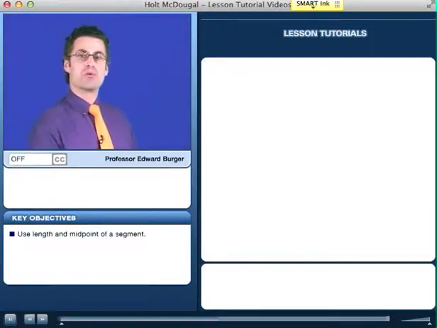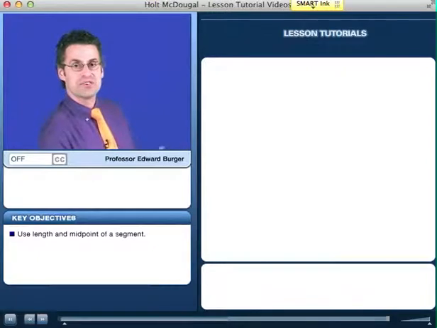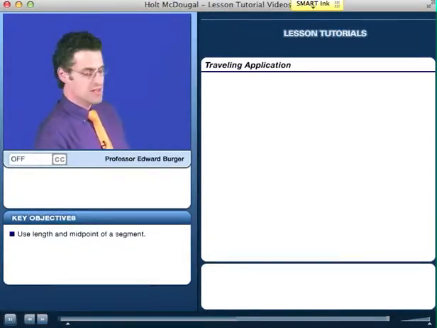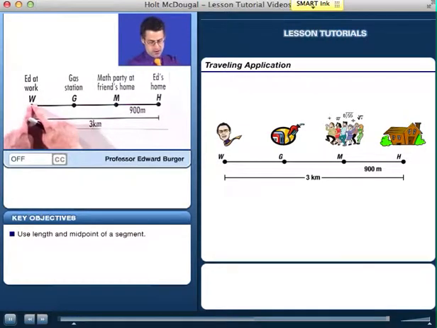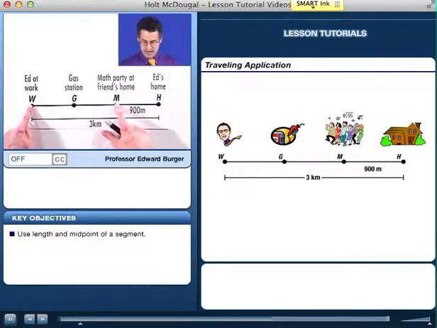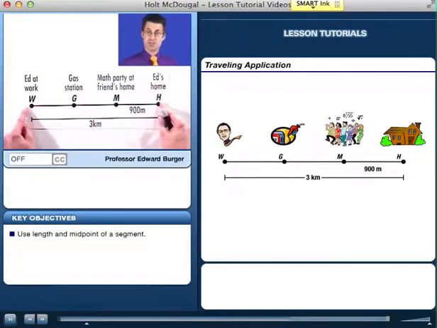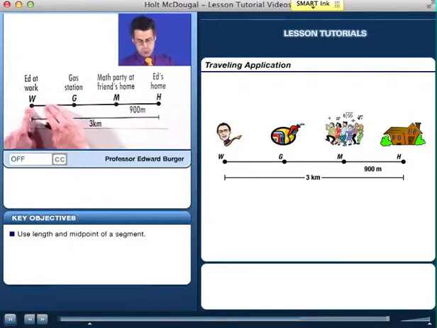Okay, let's take a look at a real-world question that has some interesting geometrical aspects to it. So here's a map, and you can see that here's where I work. Here's a gas station. This is a math party at a friend of mine's house. And then here's my house. And there's a whole bunch of things that we know. And this, by the way, is one line segment, and all these points are on that one line segment.